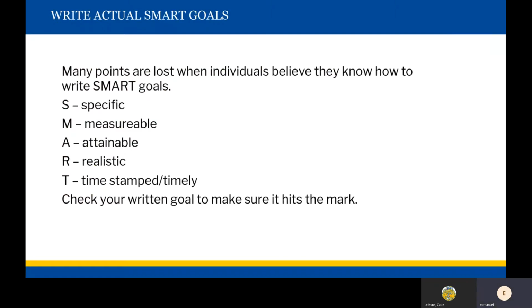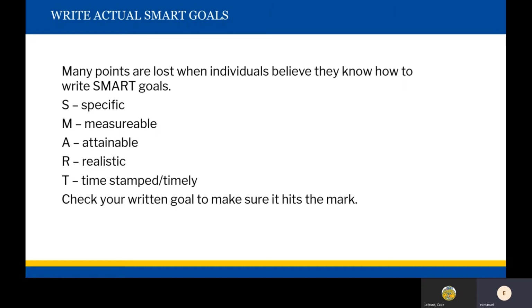And then moving on with the SMART goals. You want to make sure that you're double checking that it is a SMART goal. It's specific, measurable, attainable, realistic, and timely. Check your written goals to make sure it hits the mark.